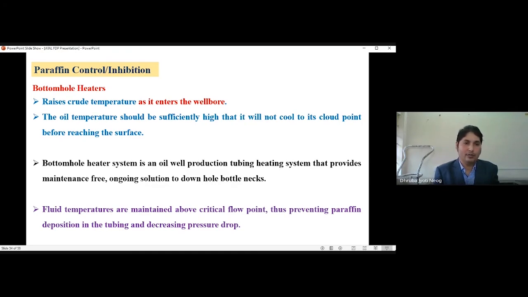Steaming can be done in order to raise the temperature of the reservoir so that the increased temperature can maintain the fluid flow from the reservoir to the well and to reach the surface facilities. The bottom heater system is an oil production tubing heating system that provides a maintenance-free ongoing solution to many downhole issues. Fluid temperatures are maintained above the critical flow point, thus preventing paraffin deposition in the tubing and decreasing pressure drop.